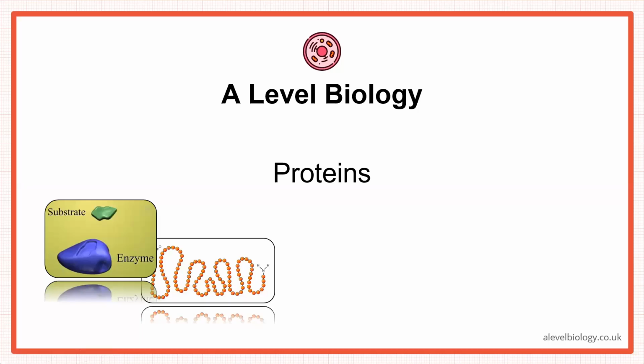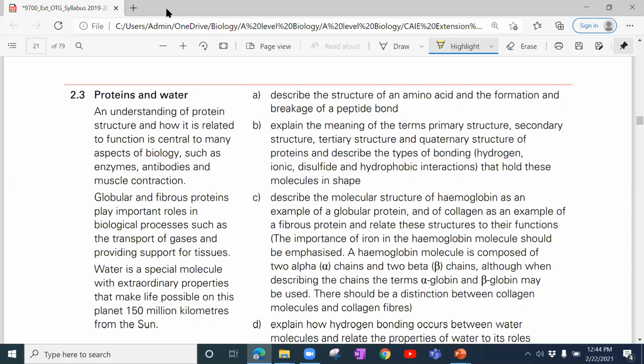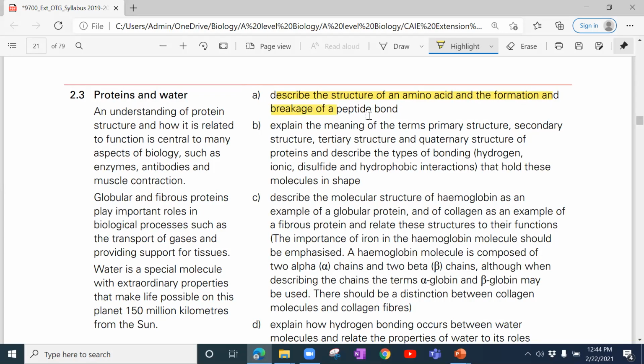Okay, beta. So learning objectives for proteins are, we have to describe the structure of an amino acid and formation and breakage of a peptide bond. Explain the meaning of the terms primary structure, secondary, tertiary, and quaternary structure of a protein. And we will also discuss the types of bonds that are there in a protein molecule. So we have hydrogen bonds, ionic, disulfide, and hydrophobic interactions.